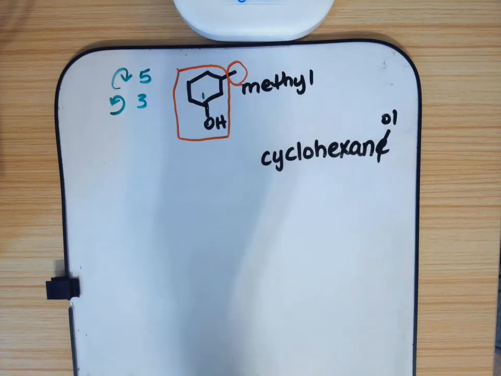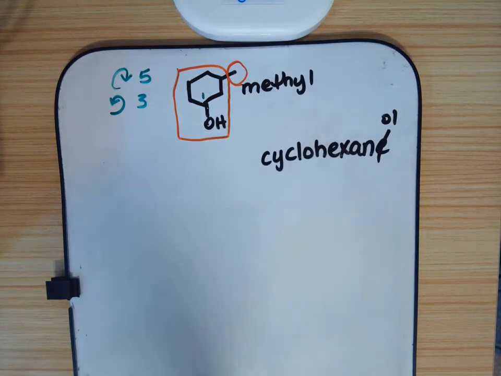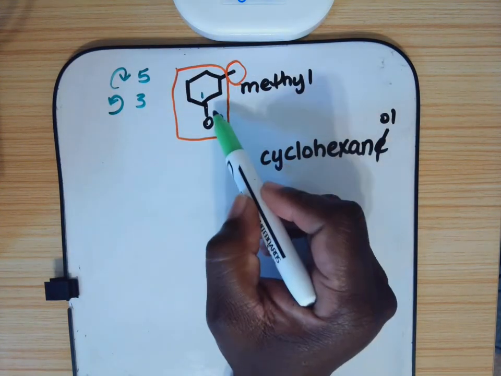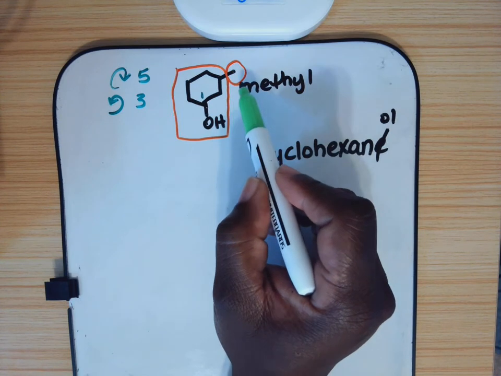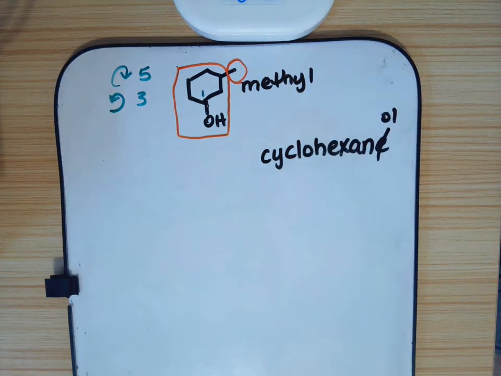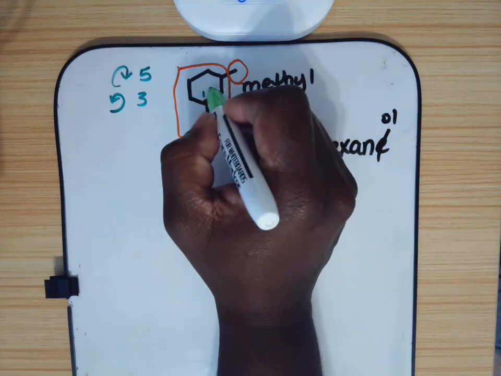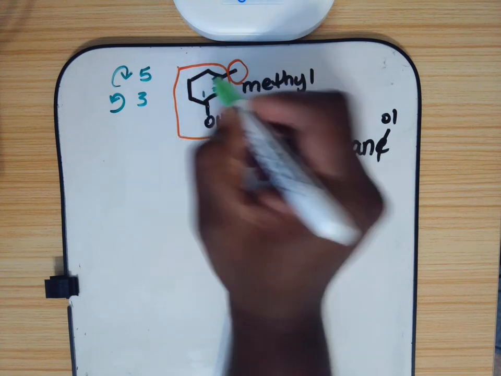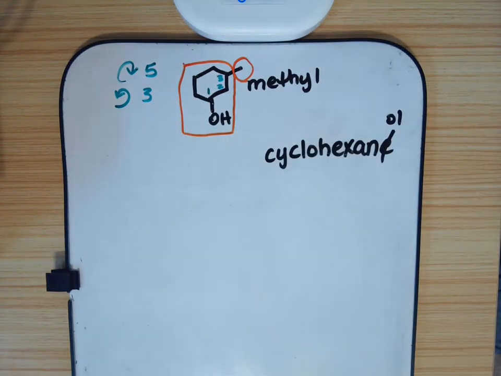So you may not have to do that step because you can kind of look and see that it's closer to this end. So that's a clue that this is the way I need to number my parent chain in order to give my substituent the lowest number that it could possibly have. And so now we have our parent chain numbered. We have everything identified. We can now put it all together to name the compound.